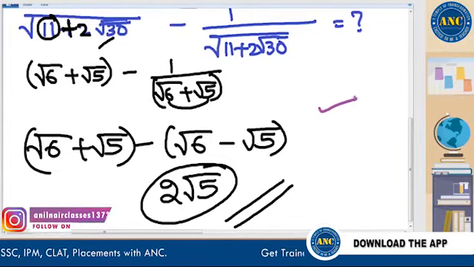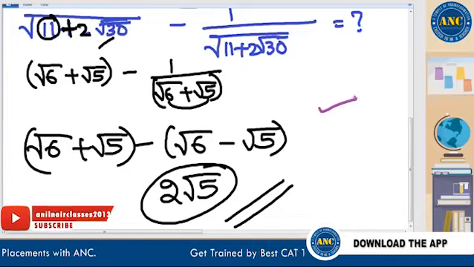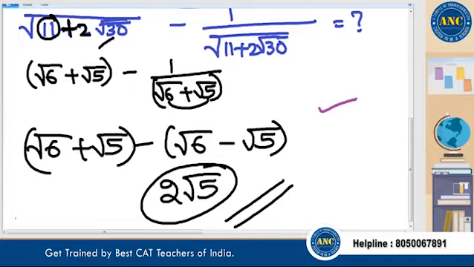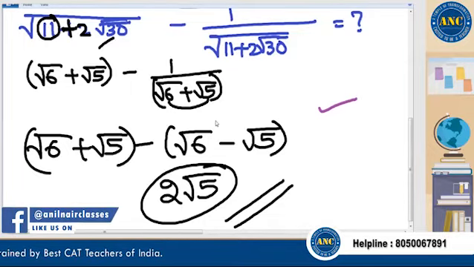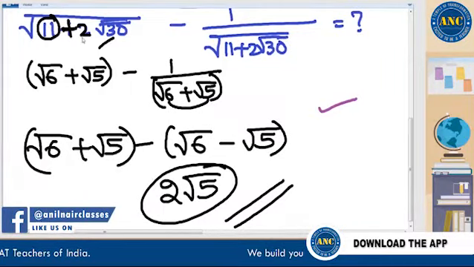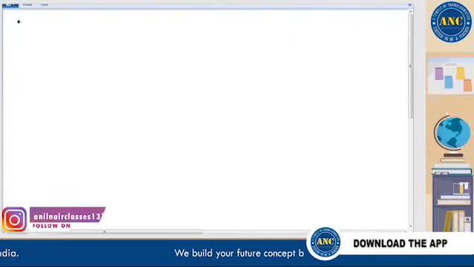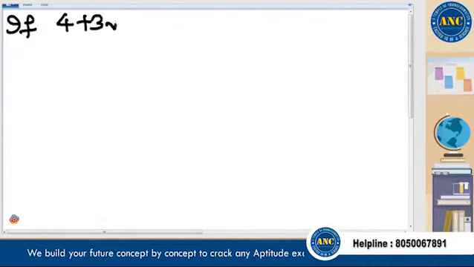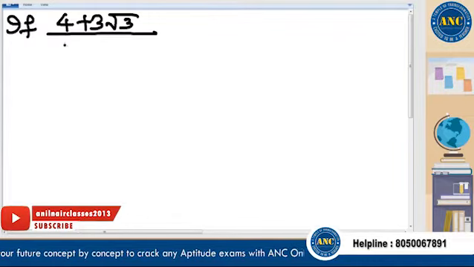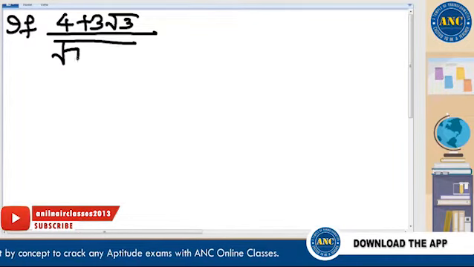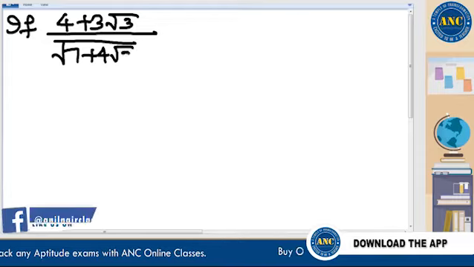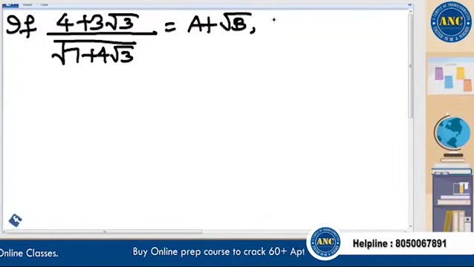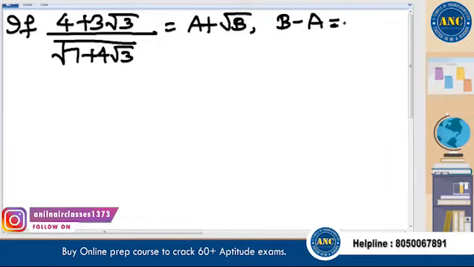See here, sir. Suppose your question is like this. If (4 plus 3 root 3) divided by (square root of 7 plus 4 root 3) is equal to a plus root b, find the value of b minus a.